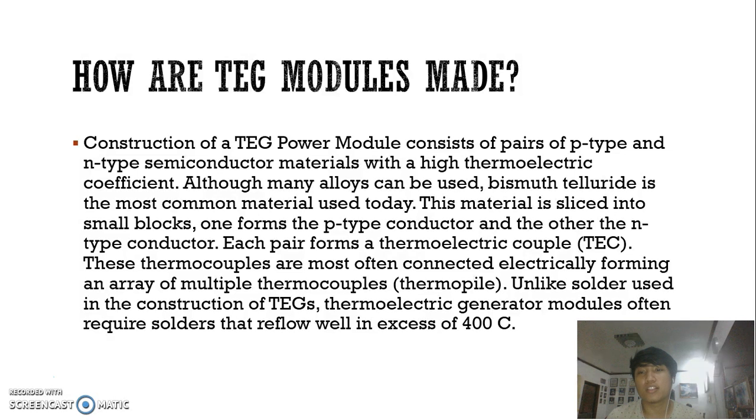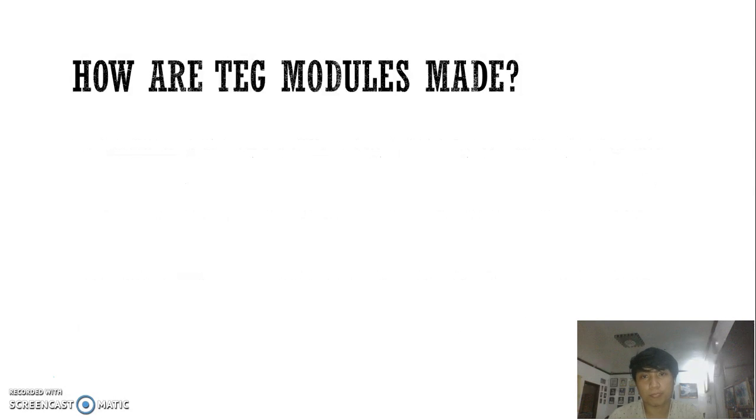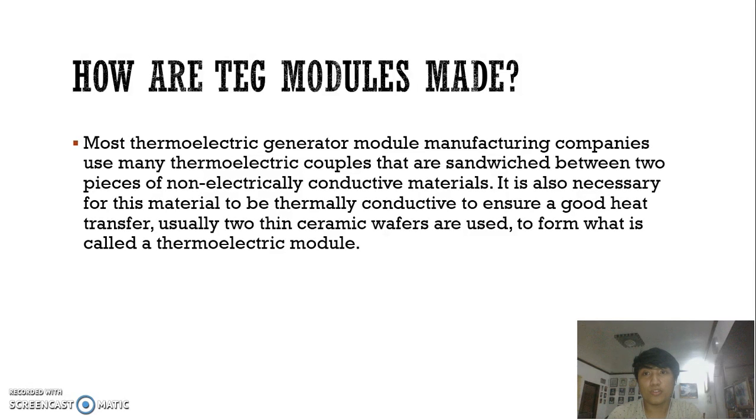Unlike solder used in the construction of TECs, the thermoelectric generator modules often require solders that reflow well in excess of 400 degrees Celsius. Most thermoelectric generator module manufacturing companies use many thermoelectric couples that are sandwiched between two pieces of non-electrically conductive materials. It is also necessary for this material to be thermally conductive to ensure a good heat transfer. Usually, two thin ceramic wafers are used to form what is called a thermoelectric module.